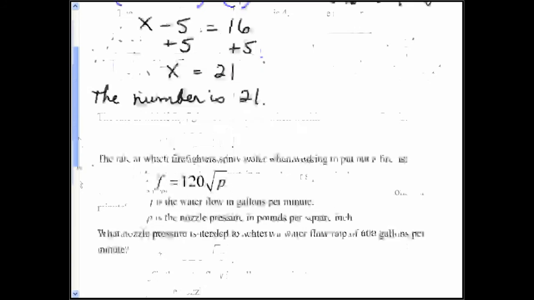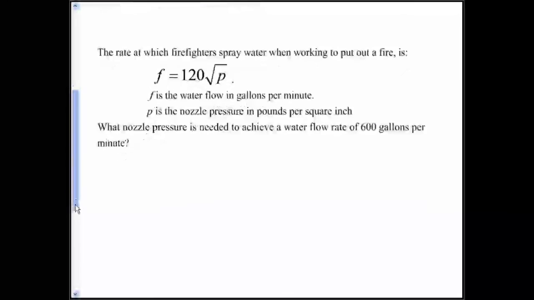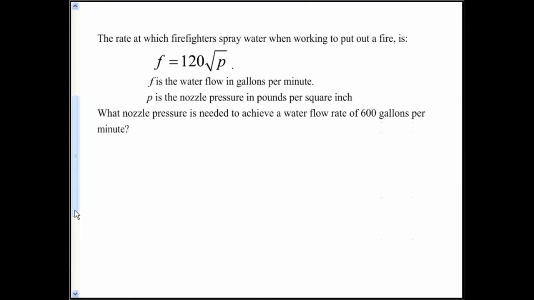A second application we're going to look at is the rate at which firefighters spray water when working to put out a fire is F equals 120 times the square root of P. F is the water flow in gallons per minute. P is the nozzle pressure in pounds per square inch. What nozzle pressure is needed to achieve a water flow rate of 600 gallons per minute?